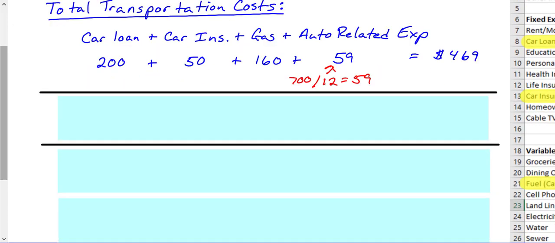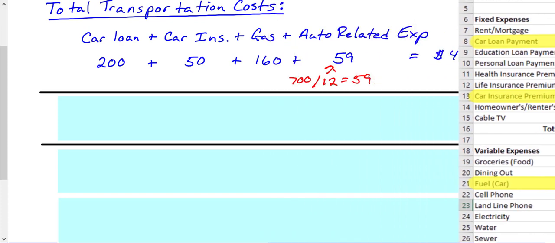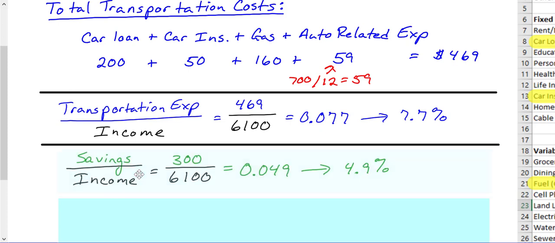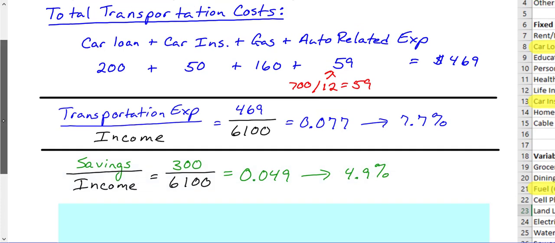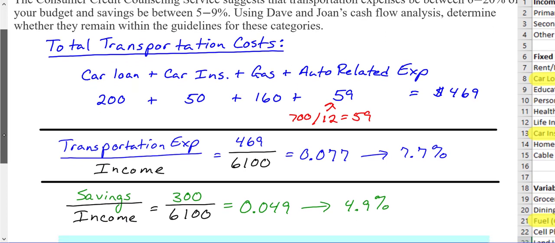So at this point, we would then need to take our transportation amount and divide it by our income amount. So that 469 divided by 6,100 is 0.077, which is about 7.7%. And that falls within our transportation expenses.